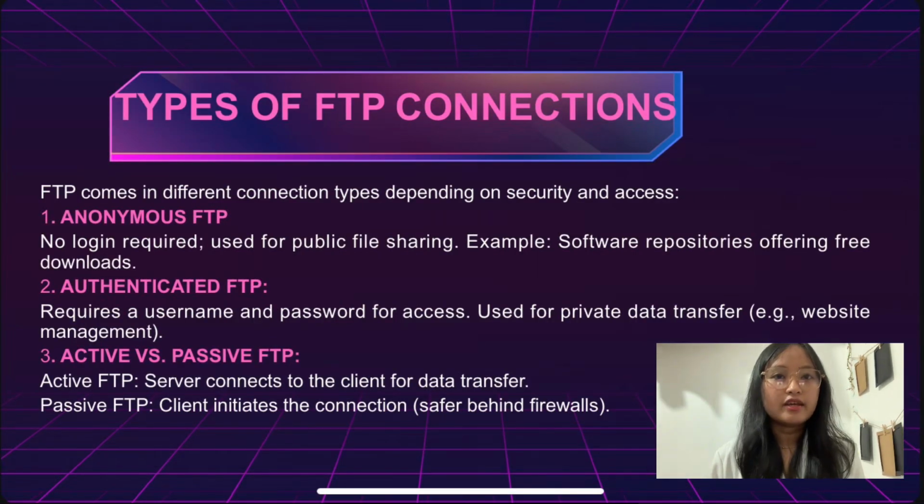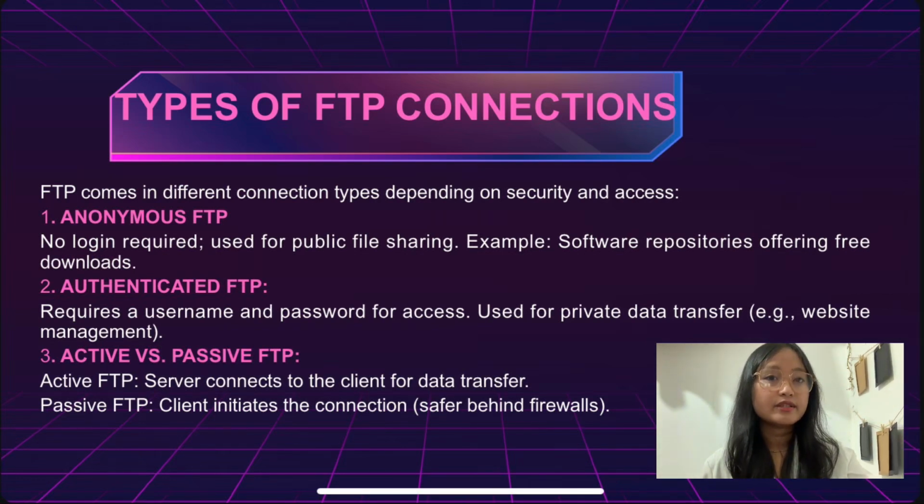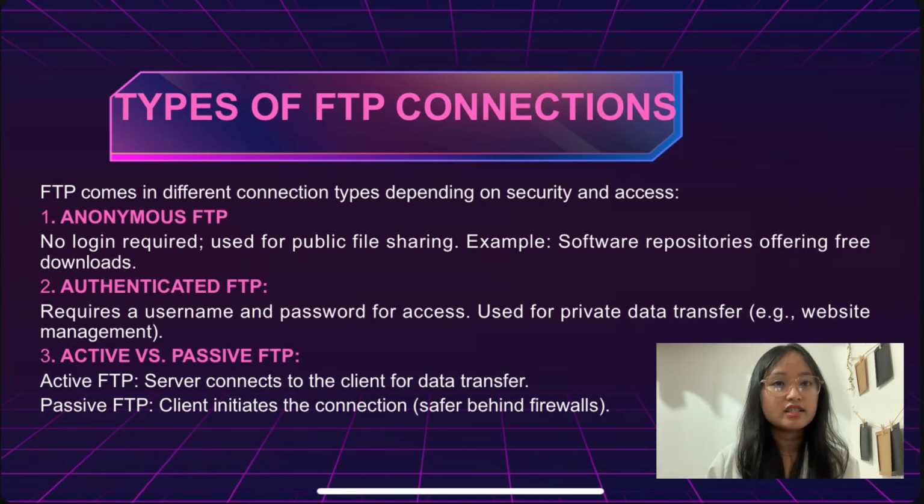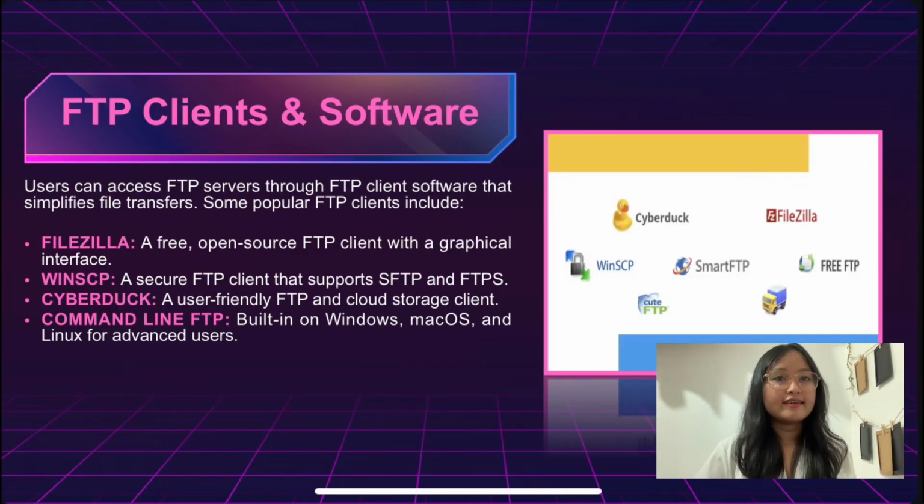Types of FTP connections. FTP connections can be set up in different ways. First, we have anonymous FTP, which allows users to access files without the username or password. Second, we have authenticated FTP, which requires a username and password, making it more secure. Third, we have the active versus passive FTP. As I mentioned earlier, active mode lets the server initiate connections, while passive mode is better when firewalls block incoming connections.